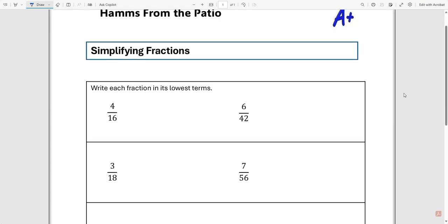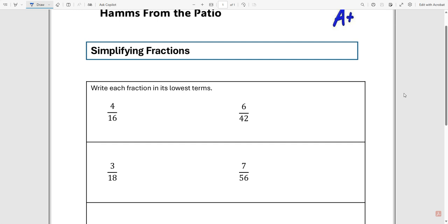So let's start with this first one. It says write each fraction in its lowest terms. And so we have 4/16. So since we have 4 over 16, then we'll look for the greatest common factor. What we're doing is looking for the largest number that will divide into both the numerator and the denominator. And I like to start with the smallest number that's in the numerator. If that is a factor of the number that's in the denominator, then we'll use that as the greatest common factor, like we see here.